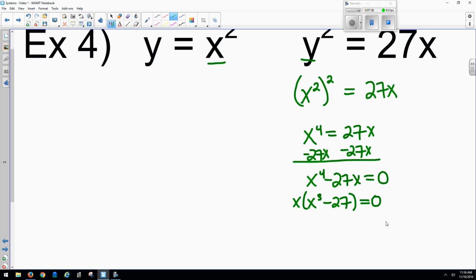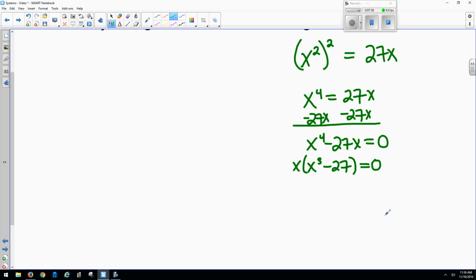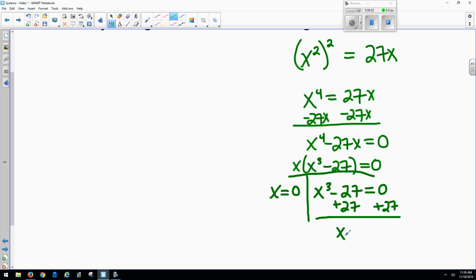And I'm going to set each of these factors equal to 0. That could have been a little straighter. So x equals 0, and x cubed minus 27 equals 0. I'm going to add 27 to both sides because 27 is a perfect cube. And so I can just go ahead and take the cube root of both sides to get my answer. So I'm going to take the cube root of x cubed and the cube root of 27, and that's going to give me x equals 3. Check it out on your calculator if you don't believe me. So x equals 0 and x equals 3.